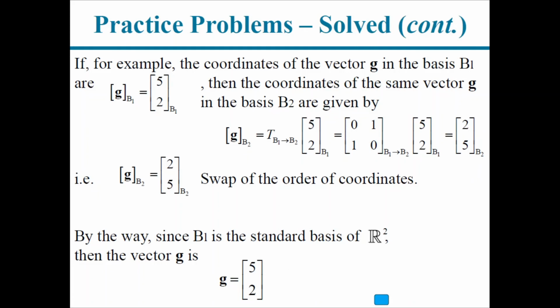So those are the things that you need to focus on: how to build a transition matrix, how to find the coordinates of a vector in a given basis, and also, given the coordinates of a vector in one basis, how to find the coordinates of the same vector in another basis using the transition matrix. These things are pretty straightforward, but require some practice to make sure you know the concepts and you know how to actually do the work.